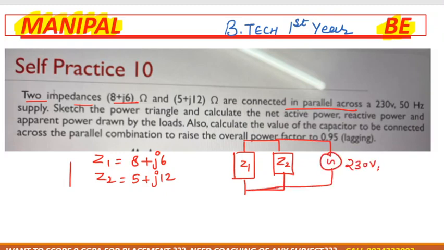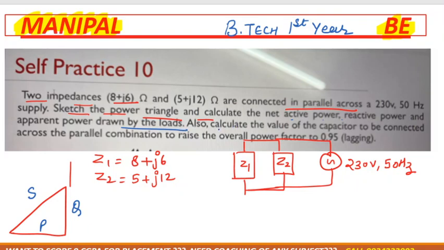Voltage is 230 volt, frequency is 50 hertz. Sketch the power triangle. We need the power triangle, okay, and calculate the net active power, reactive power, and apparent power drawn by the loads. Calculate the value of capacitor needed to be connected across the parallel combination to raise the overall power factor to 0.95.